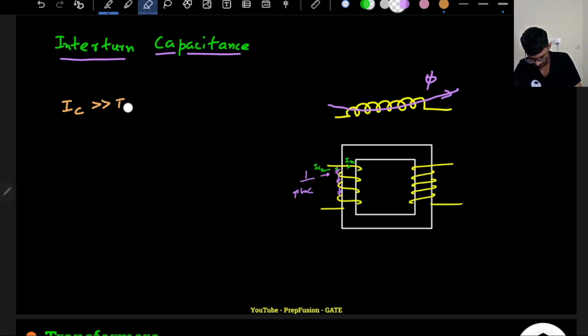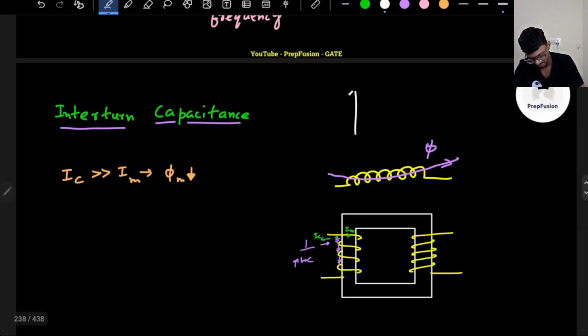Okay. Got it. So my IC will be very much larger than IM. So if IC is very large, my flux obviously will reduce. Magnetizing current is reducing, flux will automatically reduce, because again the BH curve, right? If you remember the BH curve, this is H, this is B. So this is proportional to I, this is proportional to flux. So if I is reducing, then of course the flux will also reduce. Definitely flux will reduce, right?